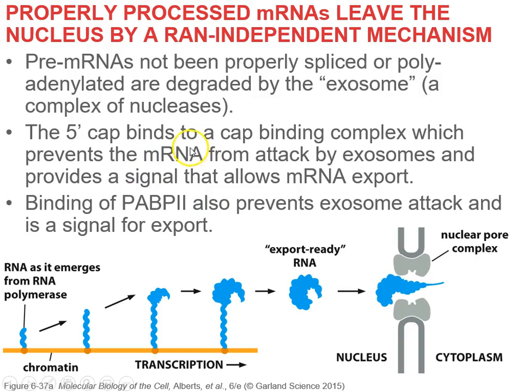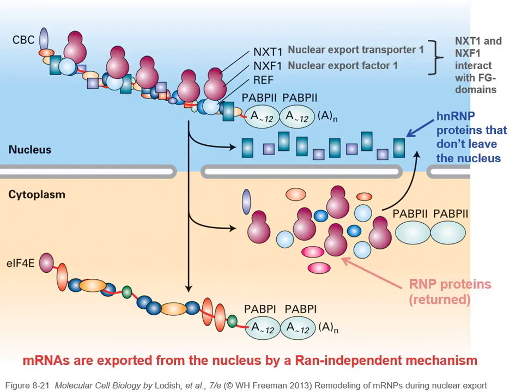There's a cap binding complex that binds to the cap on the messenger RNA, and that helps protect it from attack by these exosomes. It also provides a signal that says, yes, you're allowed to leave. And we also have the poly A binding proteins that bind to that poly A tail. That also prevents exosome attack, and that also is a signal for export. So this is going to allow the export-ready RNA to go through the nuclear pore complex and go from the nucleus to the cytosol where it can be translated into protein.